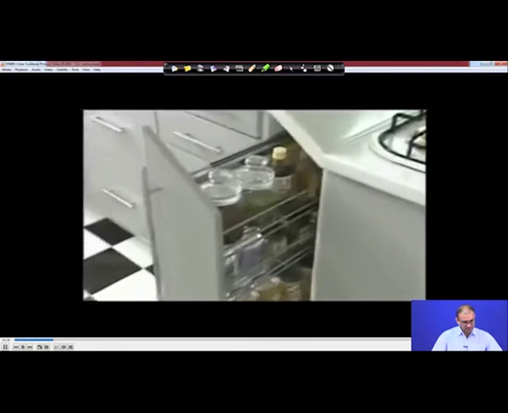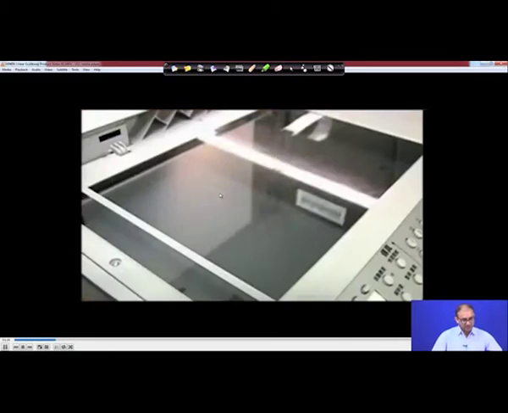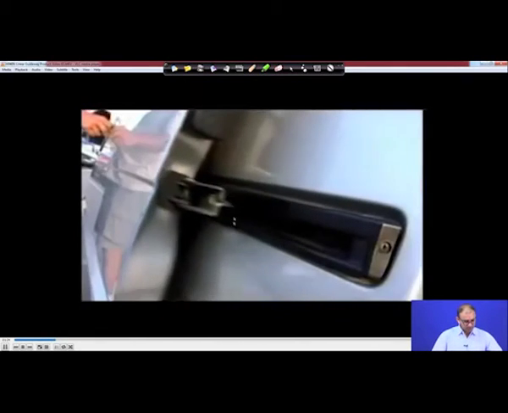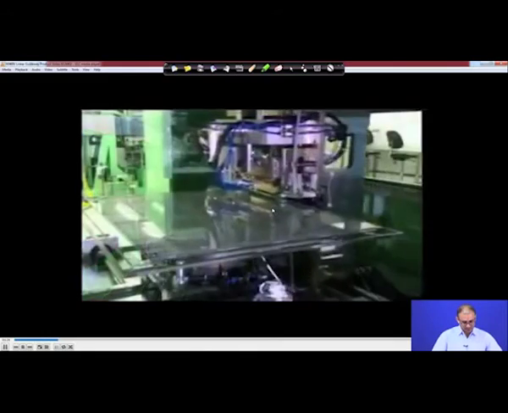So, there are many applications. Now, you can see that these are the applications where we need very low friction motion, so that you can perform a particular operation without any problem.